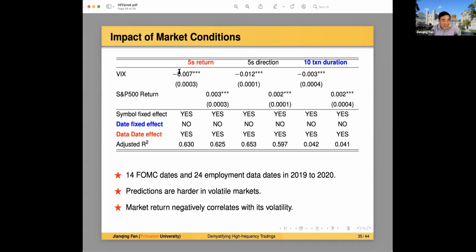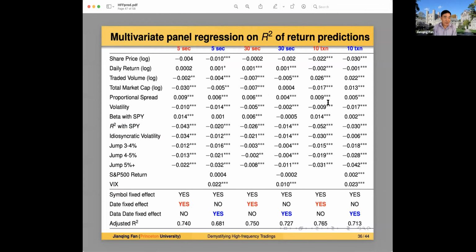But you can see the VIX does have negative association with all of those predictions. Since VIX and the return are negatively associated, it doesn't surprise us that everything here will become positive too. Okay, and then we do panel regression just to see if all those individual marginal effects persist if we account for other variables or other attributes, and clearly all those magnitudes and also statistical significance are still there, whether you're talking about 5 seconds returns or 30 seconds returns or 10 transactions and so on.